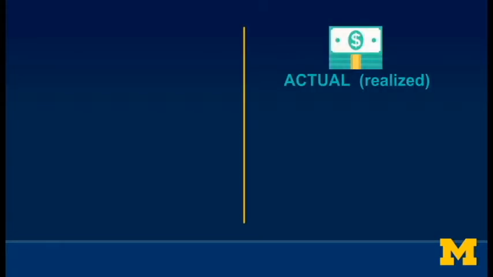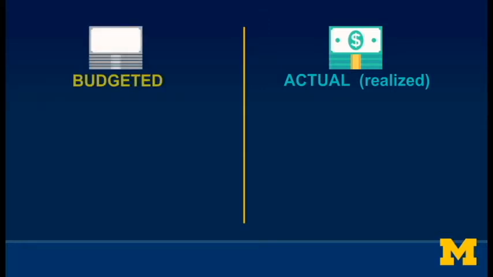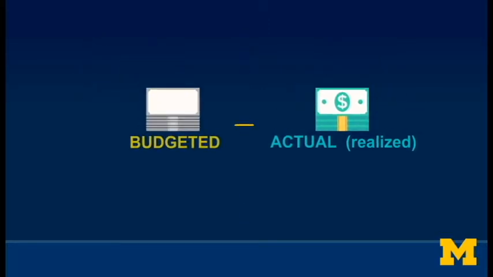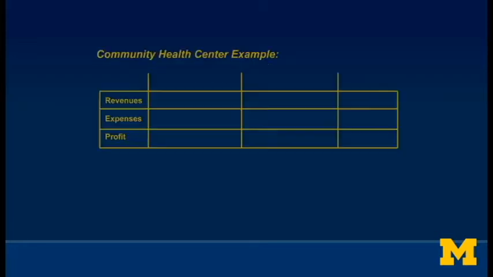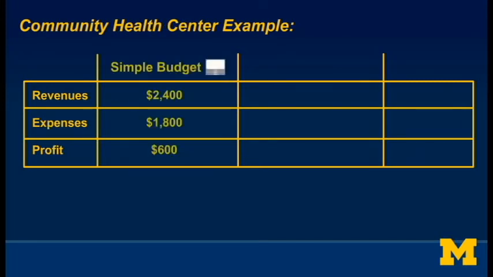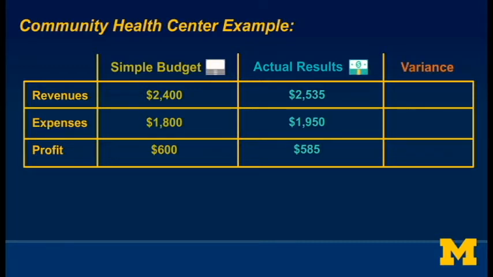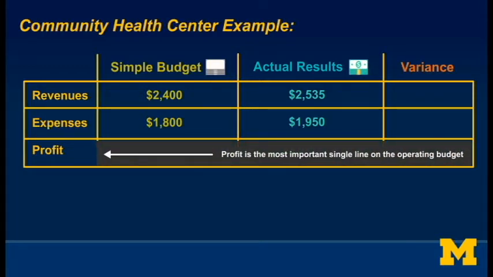Variance analysis involves comparing two amounts, an actual or realized value and a budgeted value. The difference between these two values is what financial managers call the variance. Let's use the following example to conduct simple variance analysis for a community health center. Let's start by computing the profit variance, since profit is the most important single line on the operating budget.